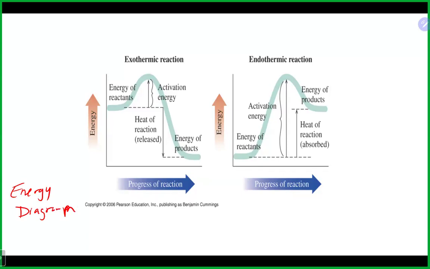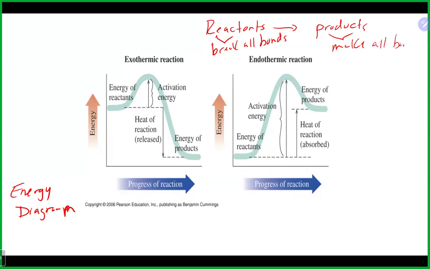And as I mentioned before, in a chemical reaction, reactants go to our products. Basically what's going to happen on this side is we're going to break all these bonds, and on this side, we're going to make all these bonds. As we talked about earlier in this chapter, both of those processes involve endothermic and exothermic processes.